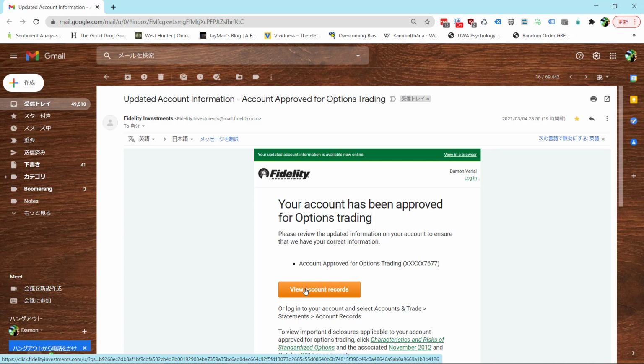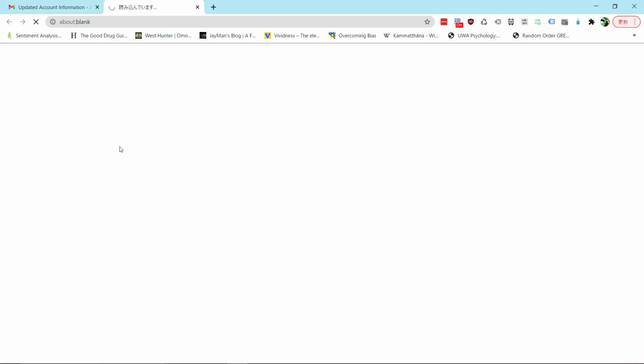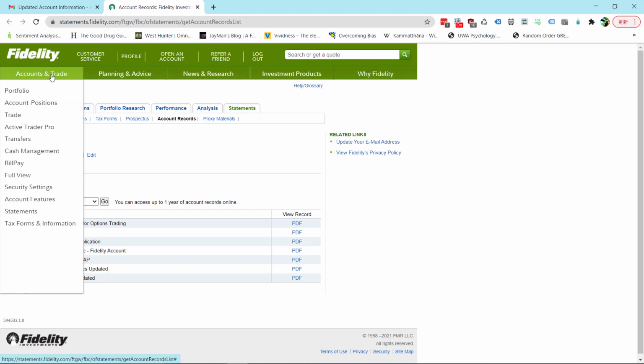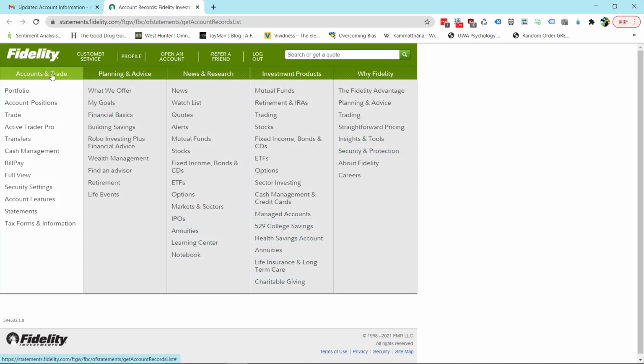Now that I'm allowed to buy calls in this account, I'm just going to log into my account. I believe I'm already logged in, which is true. And then I can go up to the top left where it says accounts and trades. Hover over that and scroll down to trade. Click trade.